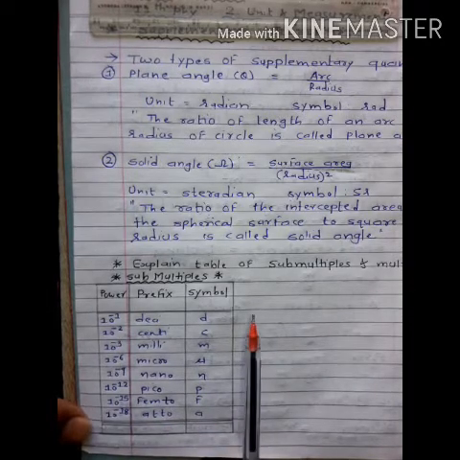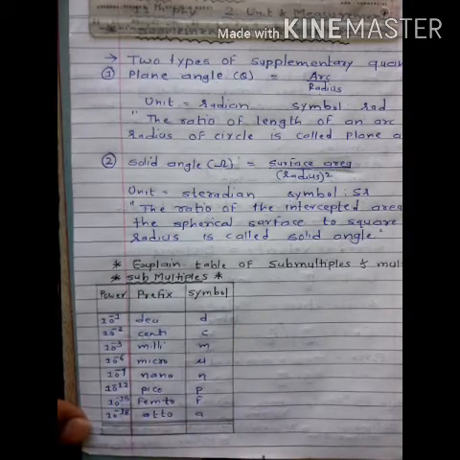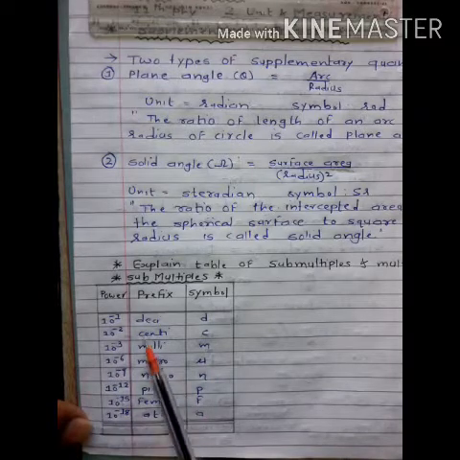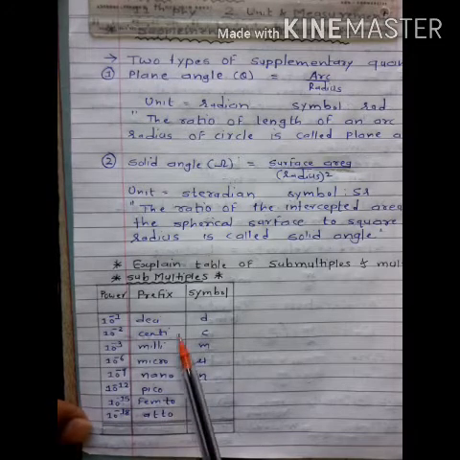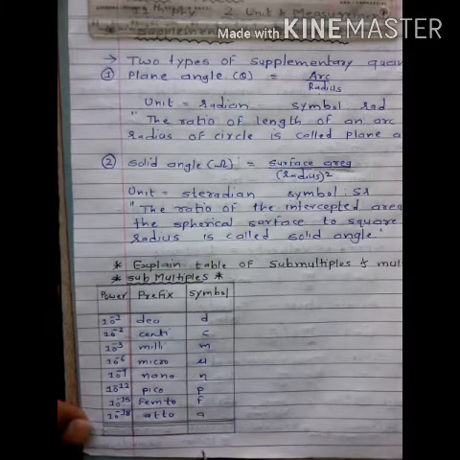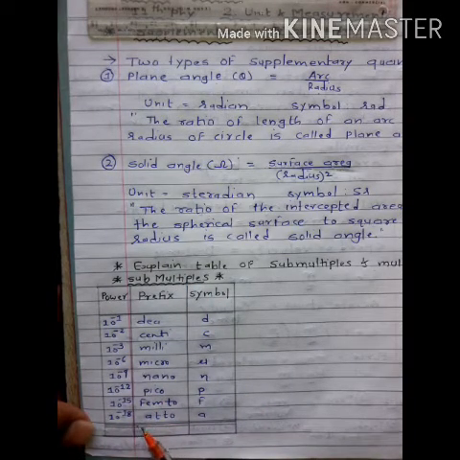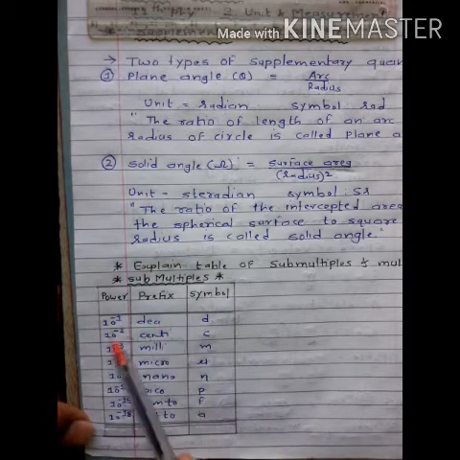So this is the table of submultiples in which the value of power is negative. These are their prefixes, these are their symbols. This is an important question for VSQ. So prepare this table very well.